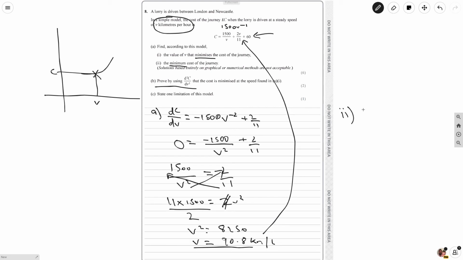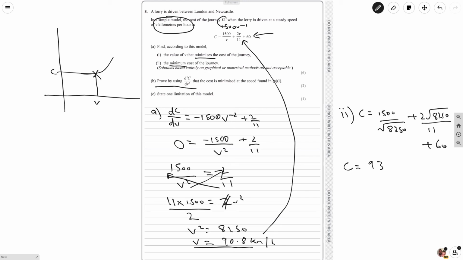So we're going to do c equals 1500 over... now 90.8 has been rounded. I would be tempted to get an accurate answer by saying that v is just the square root of 8250. That's a cheat way of getting a more accurate answer on your calculator, which we need. If you use rounded answers in the next part, you're going to get a slightly incorrect answer. So pop that into your calculator, you get just over 93 units.